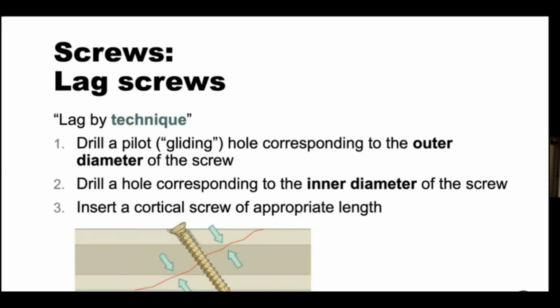So again, insert a screw of appropriate length. It's going to glide through the near hole, or this gliding hole in the near cortex. And then as it engages here, it's going to pull the bone toward it so that as the screw head contacts the bone, there's compression across the fracture site. So this is called lagging by technique, because you're using a solid screw, but you have a little bit more work to do because you're having to drill two different holes based on what you know about the core diameter and the outer diameter of the screw.